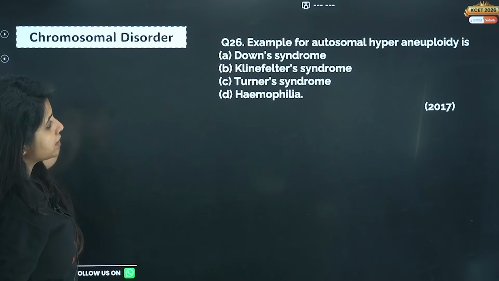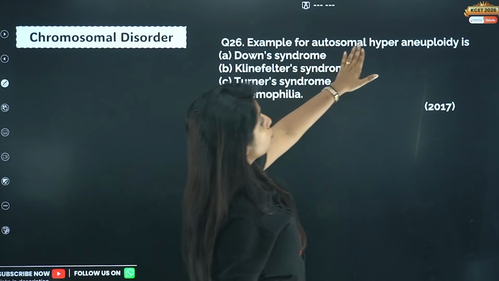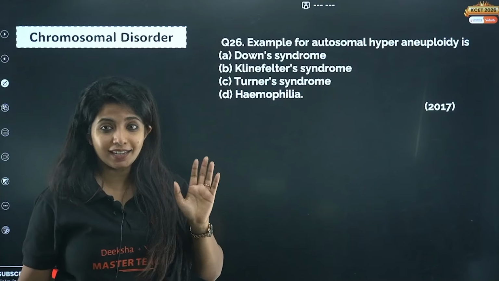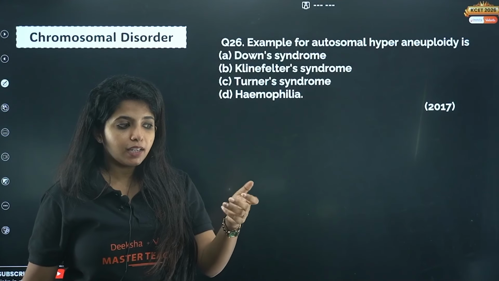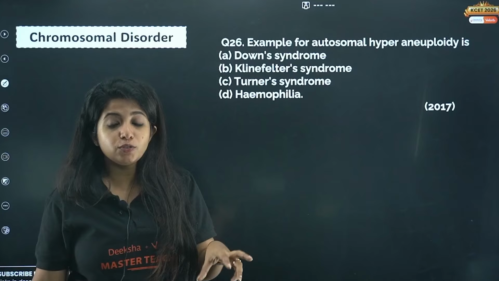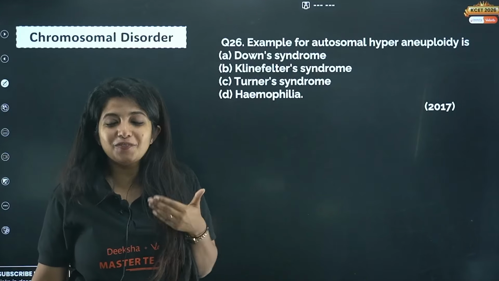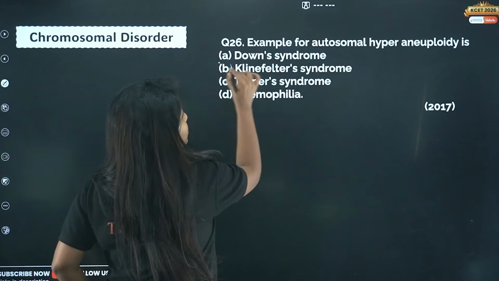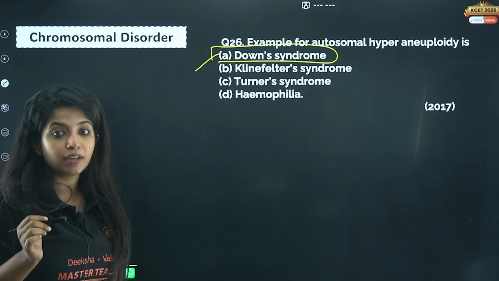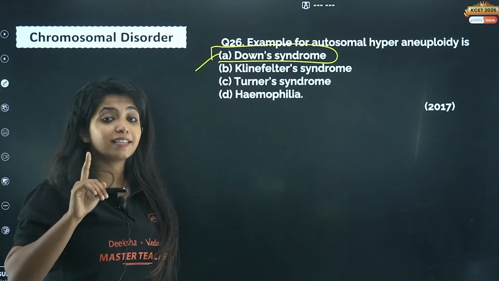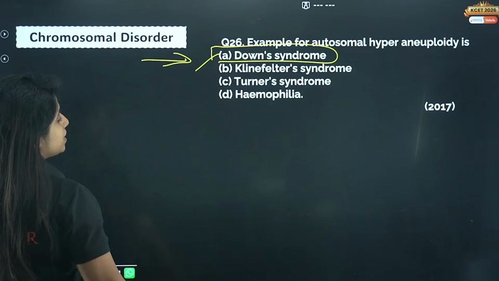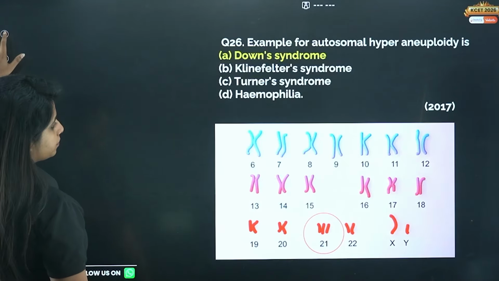Now, question number 26. Example for autosomal hyperaneuploidy. Aneuploidy means loss or gain. And autosomal, there's only one example. Down syndrome is where you get an extra autosomal chromosome, a gain of a chromosome. So Down syndrome would be your answer. The 21st chromosome basically comes under autosomes. The 23rd chromosome pair is basically what? Your sex chromosomes. So this is your answer for the question.